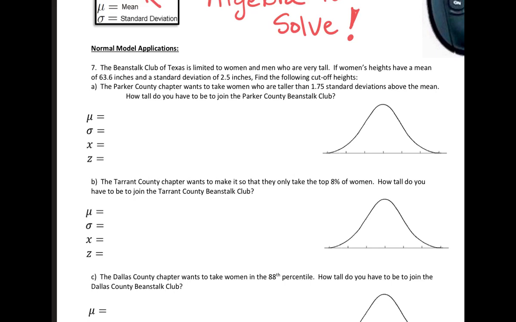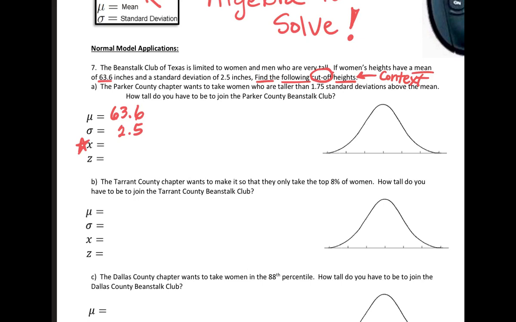Let's do it. The Beanstalk Club of Texas is limited to women and men who are very tall. If women's heights have a mean of 63.6, okay, so I'm going to start filling in the things I know as I read them, and a standard deviation of 2.5. All right, okay, there we go. Find the following cutoff heights. So let me see what that means. It says find the following heights, so I know that that is a context value. So I think that I'm going to end up solving for what the x value is. So let's read and see.